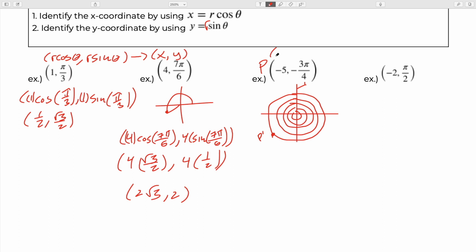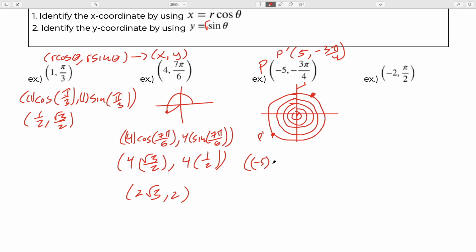So let's just put that there. Oops. So let's write P prime is going to be 5 comma negative 3 pi over 4. Now, if we do this correctly, my coordinate point, my x and y coordinate, better be in the first quadrant, because if you reflect about the origin, it's going to be in the first quadrant. So let's see if this works.